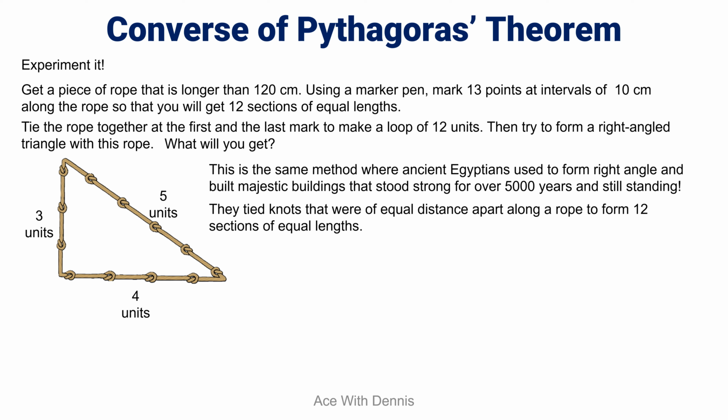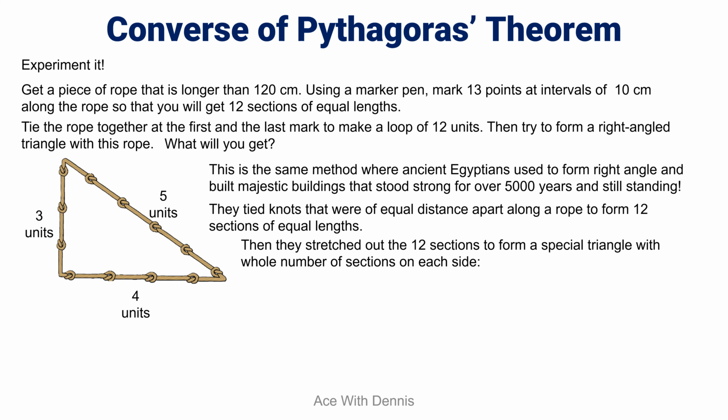They tied knots that were of equal distance apart along a rope to form 12 sections of equal lengths. Then they stretched out the 12 sections to form a special triangle with a whole number of sections on each side. 3, 4, 5. So these 3 numbers are called Pythagoras triplet.